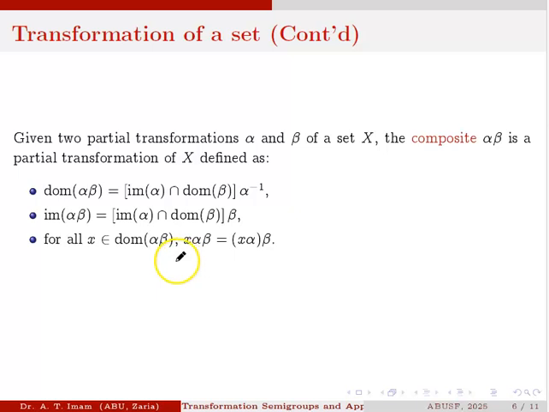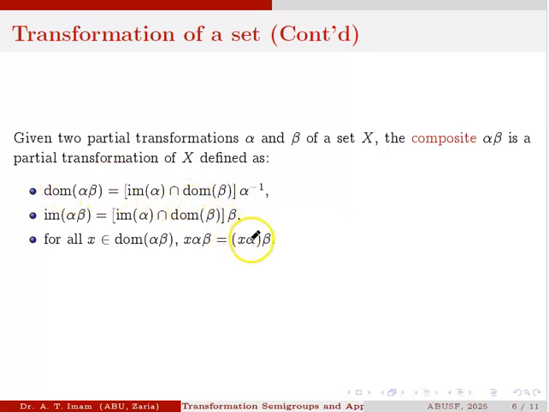And how would you do the assignment? The assignment is done in this way. If you take any element from the domain here, then that element is a pre-image of the intersection of the image of alpha and the domain of beta. So actually it means it's an element in the domain of alpha, because it is a pre-image of some image of alpha. So you can speak of x alpha. This x alpha is defined because of the choice of the domain over here.